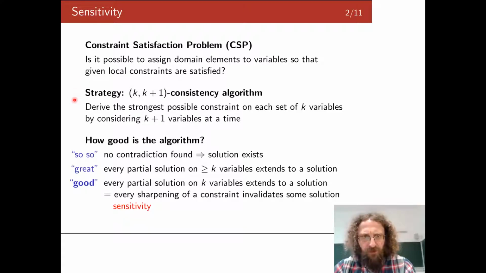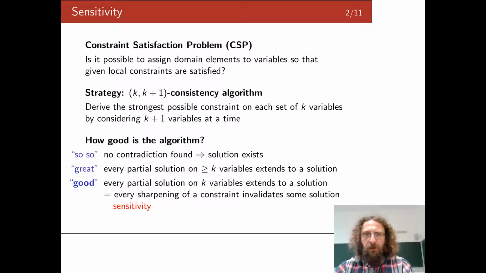The k+1 consistency algorithm simply derives the strongest constraints on k variables that can be derived by considering k+1 variables at a time. This is a polynomial algorithm for fixed k, and the question is how well it performs on a class of instances. It can perform so-so, by which I mean that if no contradiction is derived, then a solution always exists.